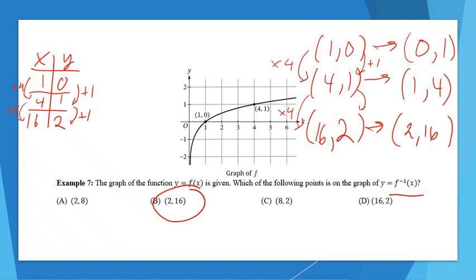This is a pretty tricky question, so just make sure you pay attention to the wording, because a lot of times they'll give you an original and ask you something about the inverse function there.